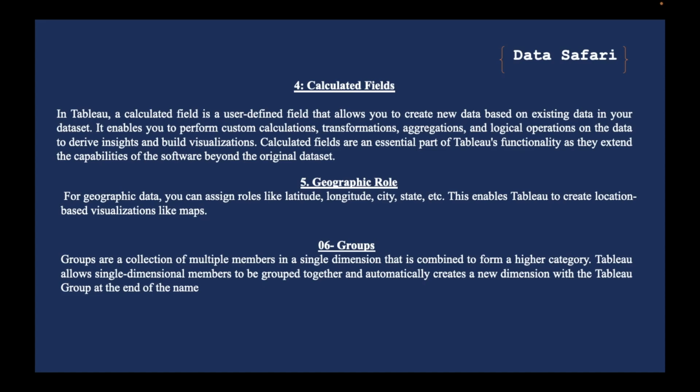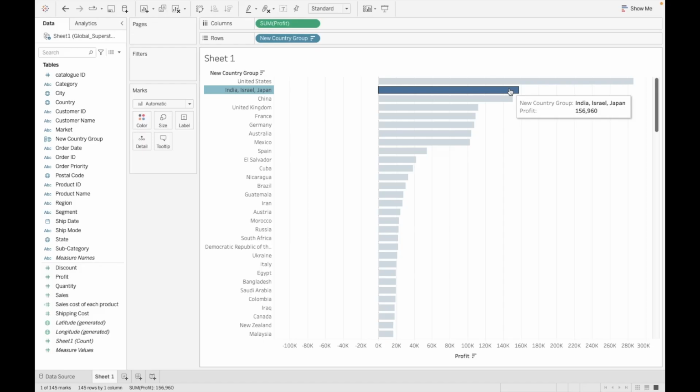The sixth one is groups. Groups are a collection of multiple members in a single dimension that are combined to form a higher category. Tableau allows single dimension members to be grouped together and automatically creates a new dimension with the Tableau group at the end of the name. Let's understand this with an example.